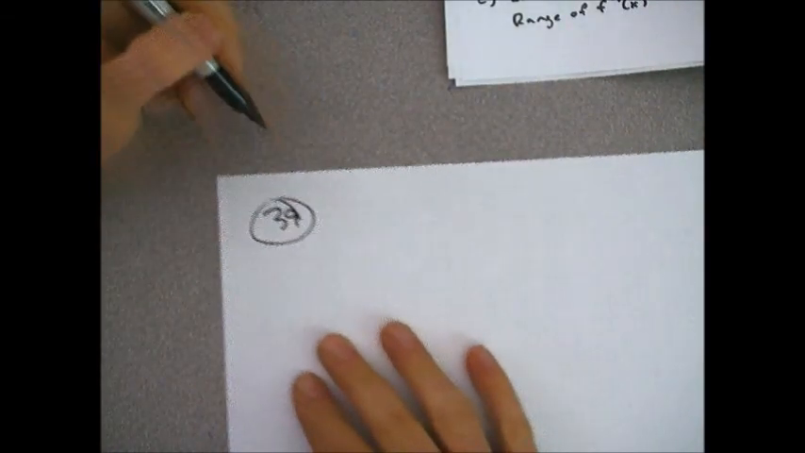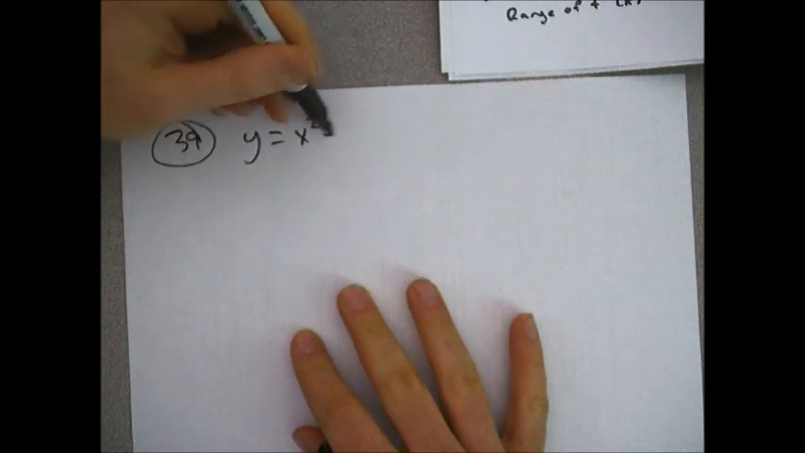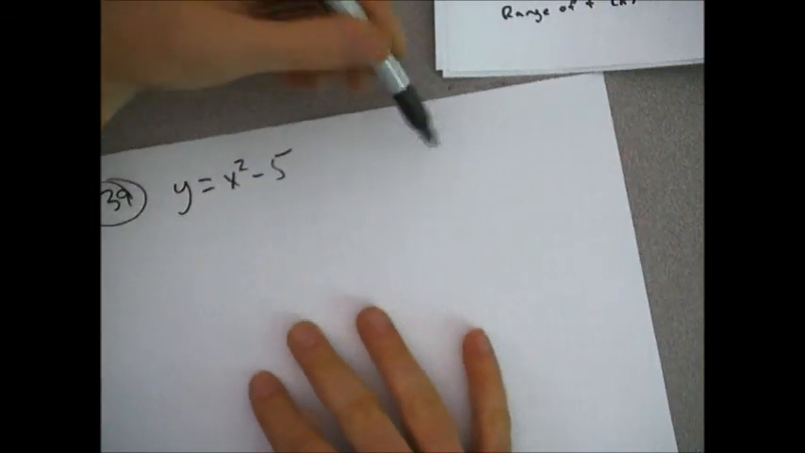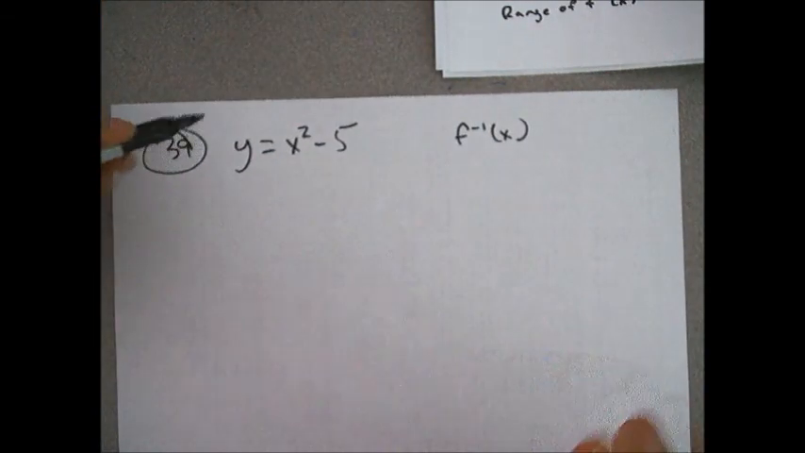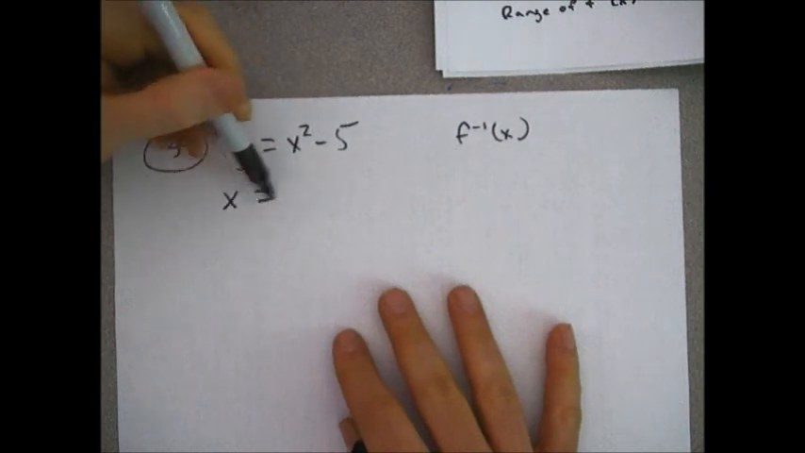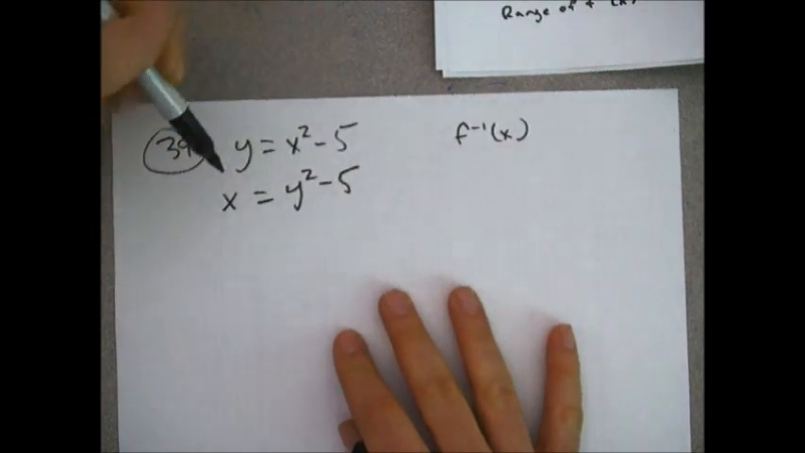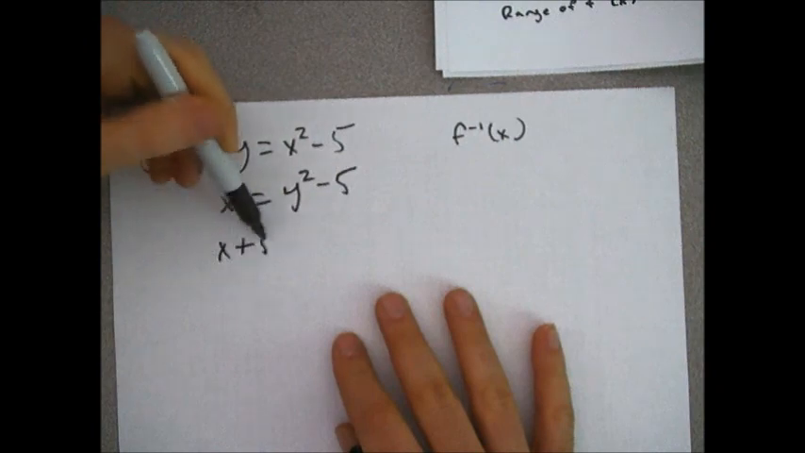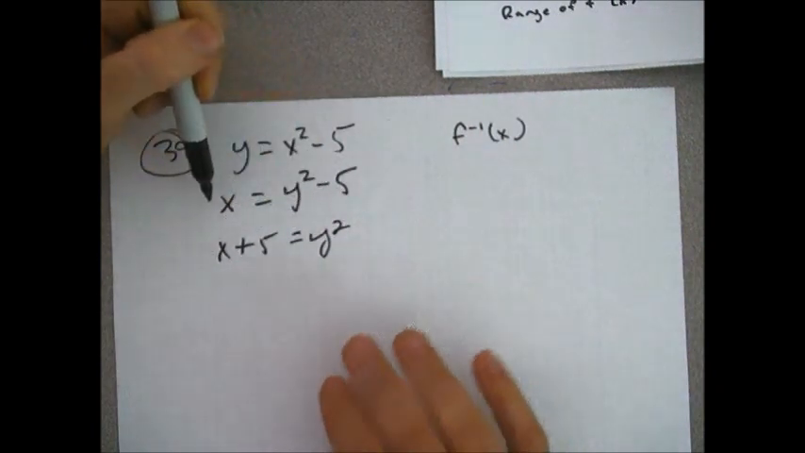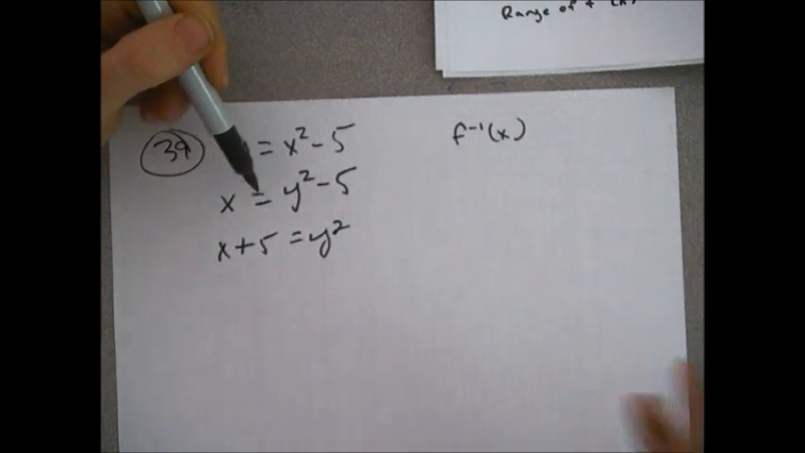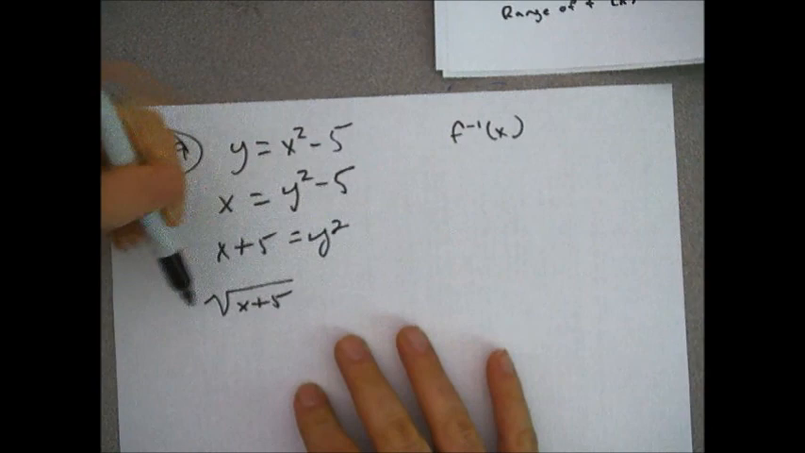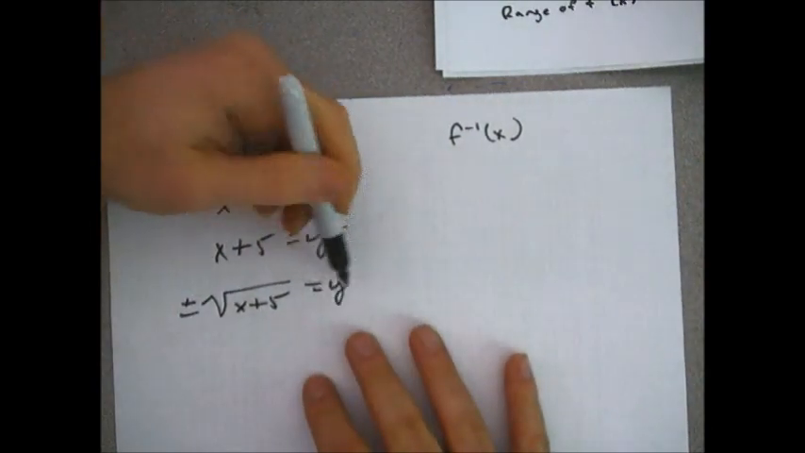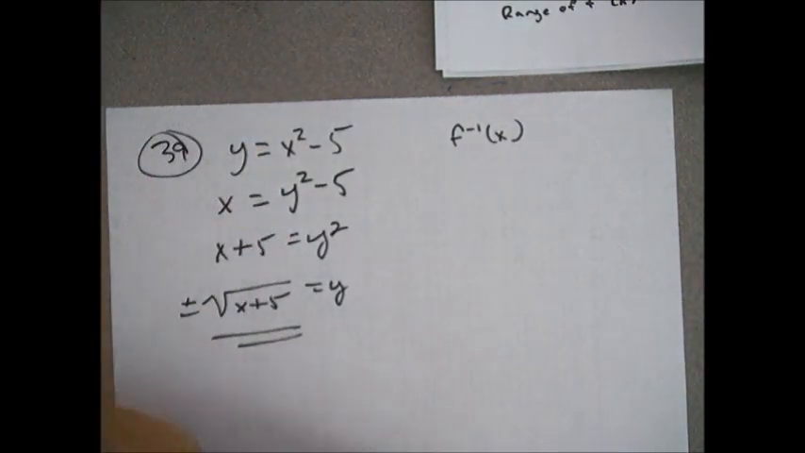39 is the inverse question. It says, find the inverse of the following. Y is equal to x squared minus 5. And again, another way of writing the inverse is f inverse of x. So to find this inverse, we do what? We switch the x and the y. So this is x is equal to y squared minus 5. So x plus 5 is equal to y squared, bringing that 5 over. And then how do we finish this? We do, good, square root of both sides. So the square root of x plus 5, and we're going to call it plus or minus, is equal to y. Okay?